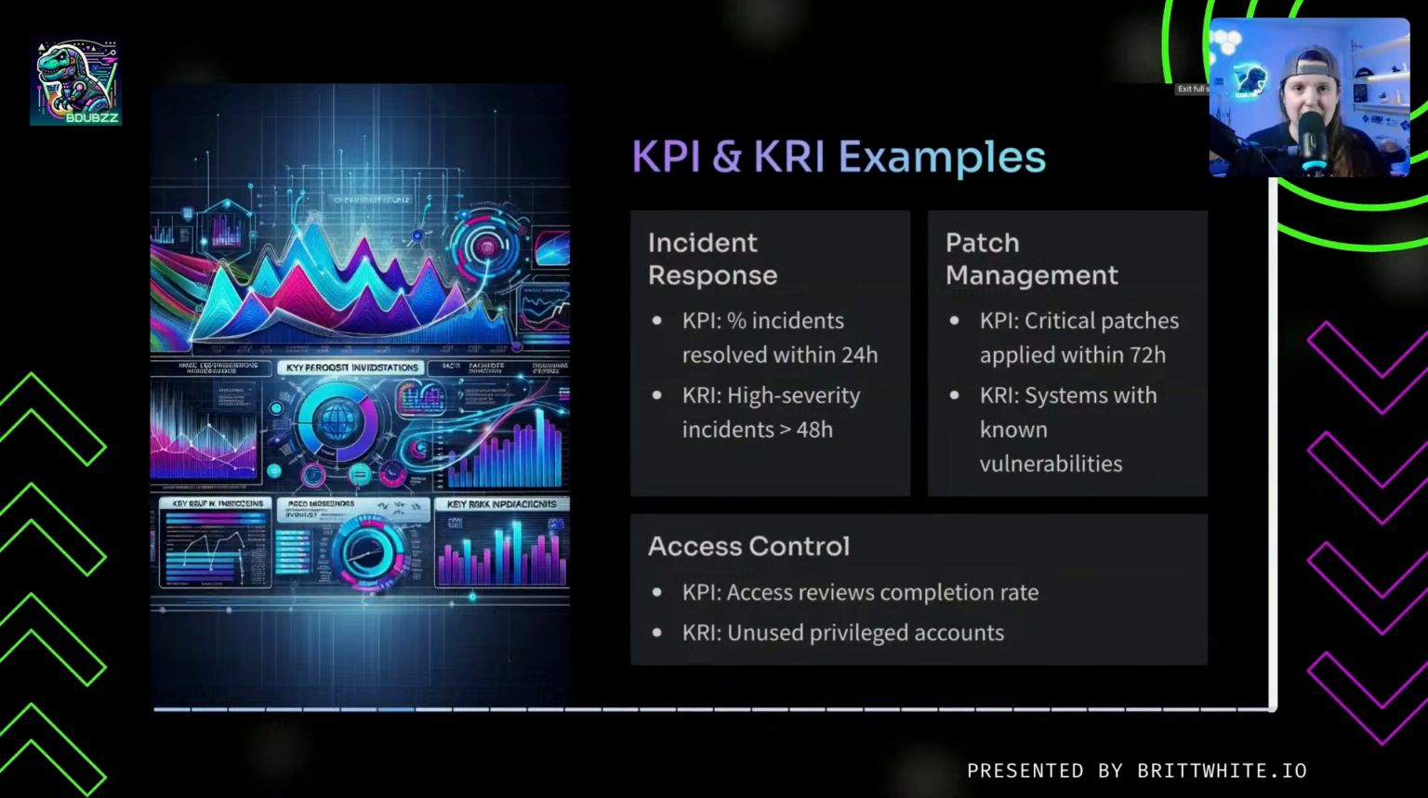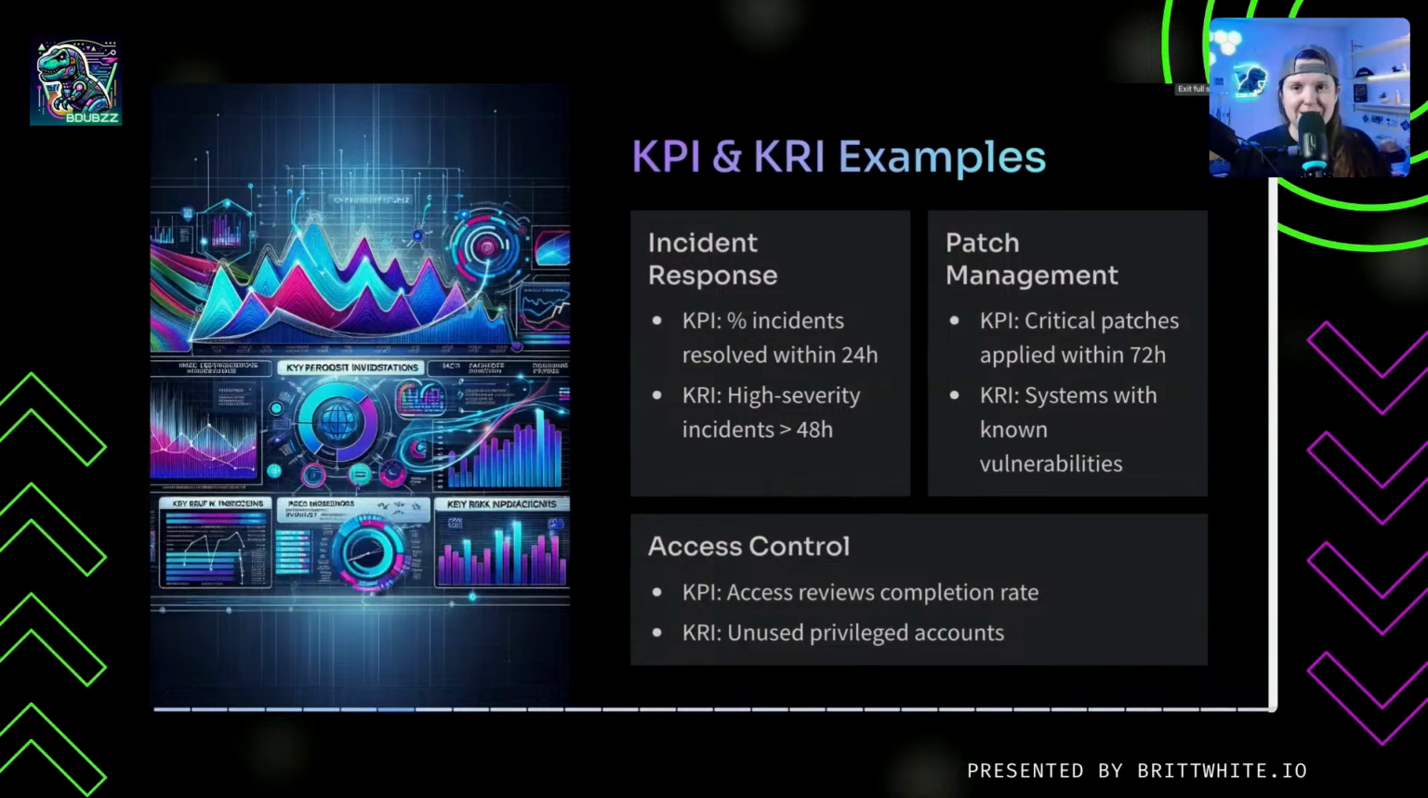In patch management, our KPI measures critical patches applied within 72 hours, which shows our past performance. Our KRI tracks systems running versions with known vulnerabilities, helping us spot potential problems early. This forward-thinking metric helps us spot potential trouble before it becomes a problem. For access control, our KPI monitors whether we're completing our access reviews on schedule. Our KRI tracks accounts with unused privileged access, helping prevent excessive permissions.